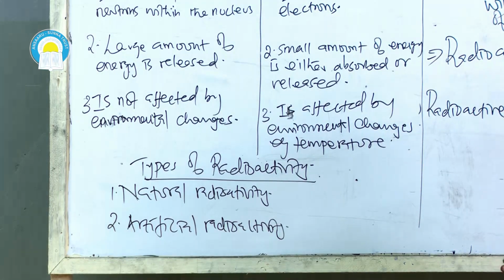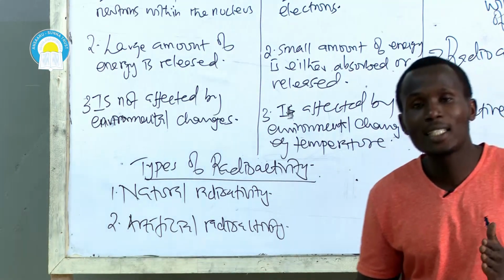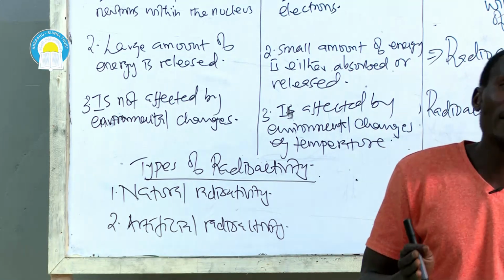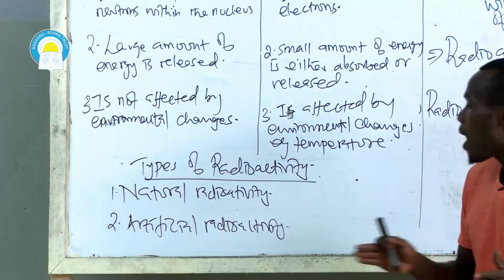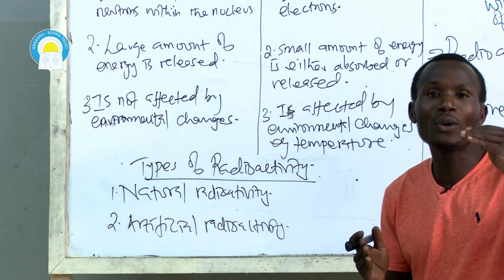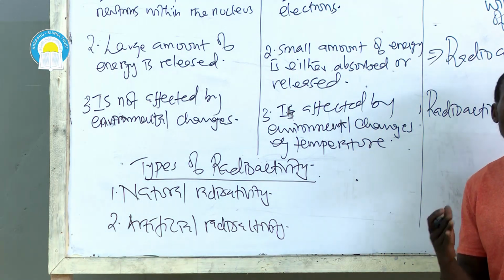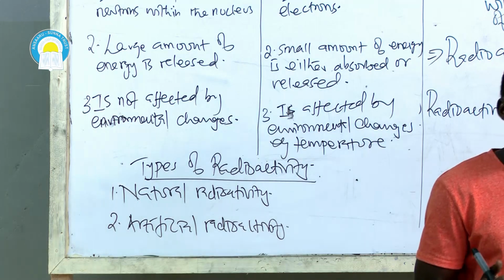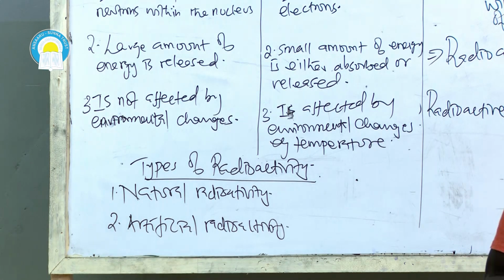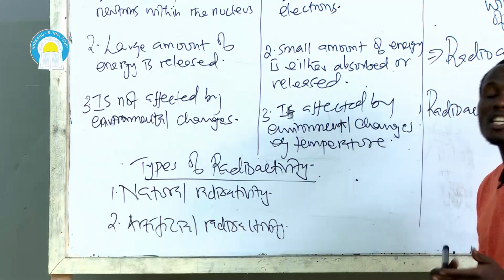And the difference between natural radioactivity and artificial radioactivity, you will find that natural radioactivity is the disintegration of unstable nuclides. Which means unstable nuclides or radioactive elements undergo disintegration, resulting in emission of different nuclides with different composition, with an emission of particles and energy. But when we talk about artificial, this one is initiated.